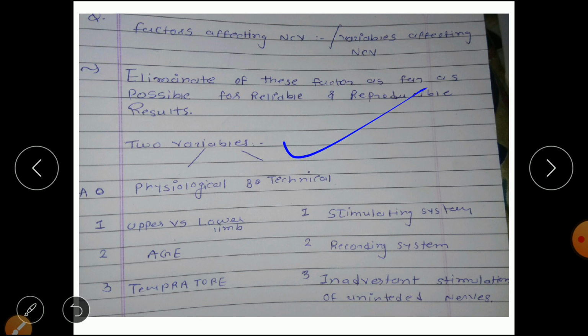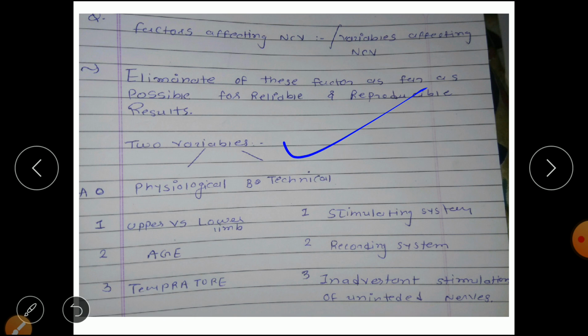Now there are two variables. The first one is physiological variables or physiological factors, and the second is technical factors or technical variables. In physiological variables, we have three: upper versus lower limb, the age, and the temperature. And in technical variables, we also have three: the stimulating system, the recording system, and inadvertent stimulation of unintended nerves.